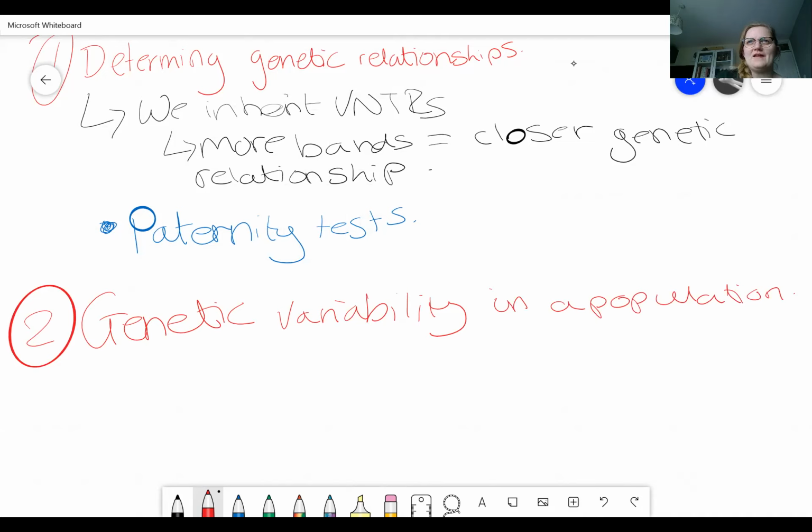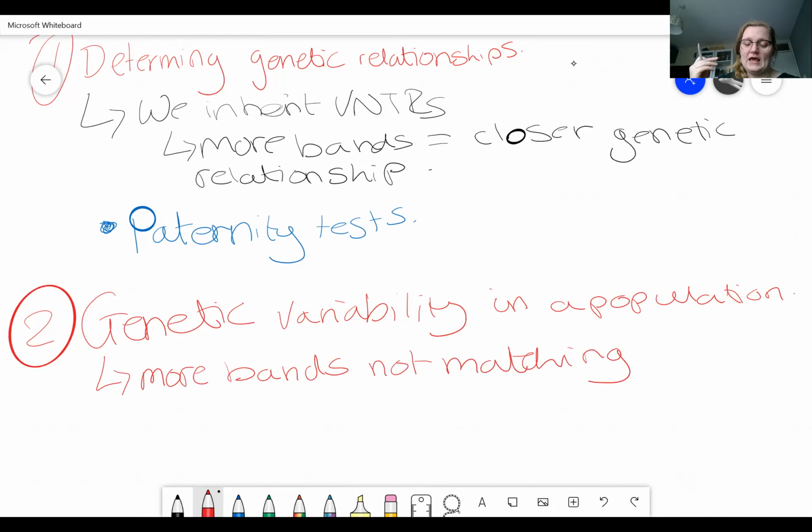So for genetic variability in a population, this time we're looking for bands to not match. The more bands that are not matching on a genetic fingerprint means the more genetically different people are. This means you compare the number of repeats at several places to find how genetically varied the population is. So more bands not matching equals greater variation.